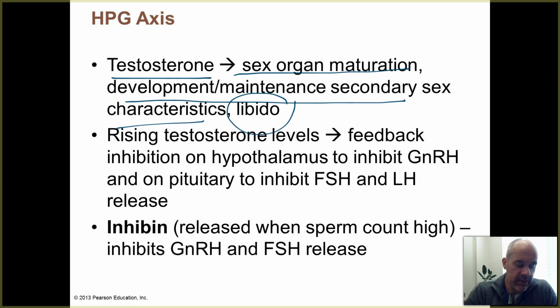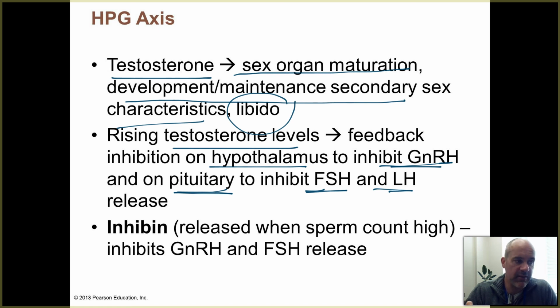Okay, and again, testosterone has negative feedback on the hypothalamus, which inhibits GnRH production, and it also has negative feedback on the anterior pituitary, which inhibits FSH and LH release. And inhibin, which is made by those sustentacular cells, also inhibits GnRH and FSH release.